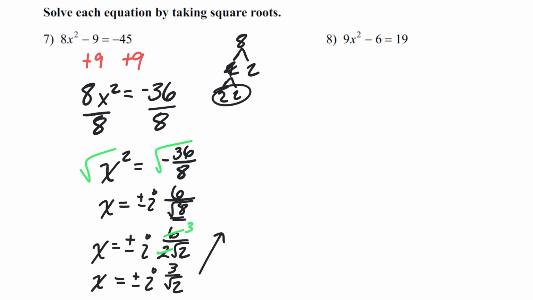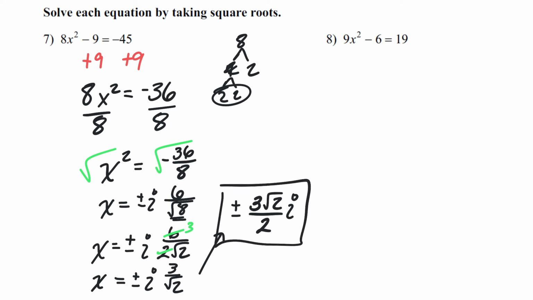Now I've got a little trick I call bump and keep. What I mean by bump and keep is I'm going to bump the square root of 2 up to join the 3 and keep the radicand, just like that. So the i is going to come back and join, and so is the plus and minus. So that's what this answer would be. Two imaginary solutions, the positive and negative version of this. And that doesn't simplify anymore, so we are good.